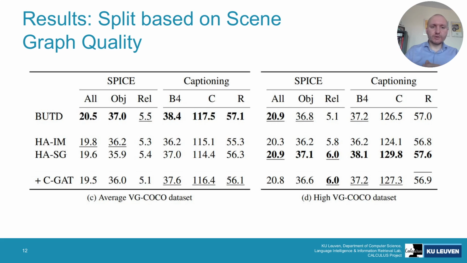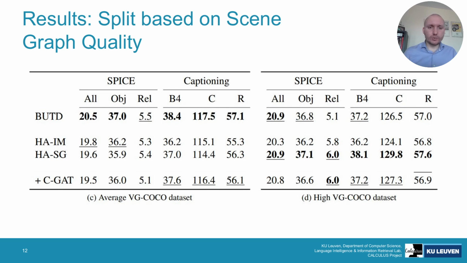So when we look in the table on the left, we have the average scoring graphs. And we see the results that the bottom-up, top-down model for this set of images clearly outperforms across all the metrics. However, when we then look at the high scoring graphs, although all the scores improve for all of the models, it clearly improves the most for the scene graph models, especially the hierarchical attention model, where it now has the top scoring results in all the metrics.